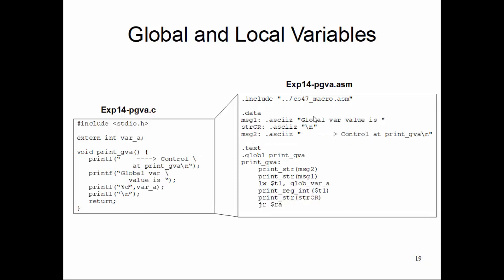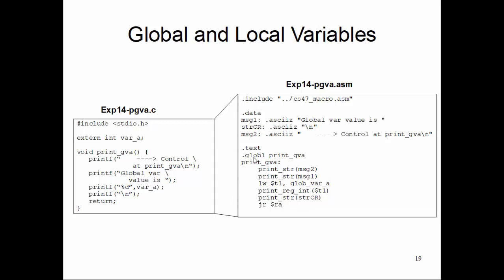So what this print_gva does is, first of all, print "control at print_gva, global value is" this, with printf, and then return. How it is implemented is not important: it's a print_gva label and a bunch of instructions with the end jr $ra. We'll talk about function implementation in assembly language later, in two or three lectures down the line, but let's say this is my function implementation at the assembly level.